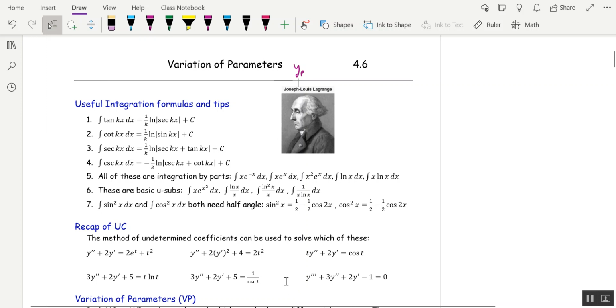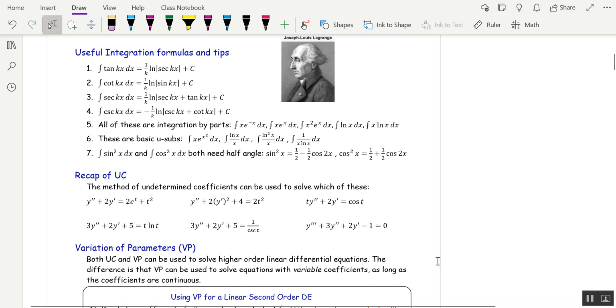So let's recap what kind of differential equation we can use UC on, undetermined coefficients. Remember, the rules are constant coefficients, linear, and the driving function f has to be a polynomial, sine, cosine, exponential, or a product of those functions.